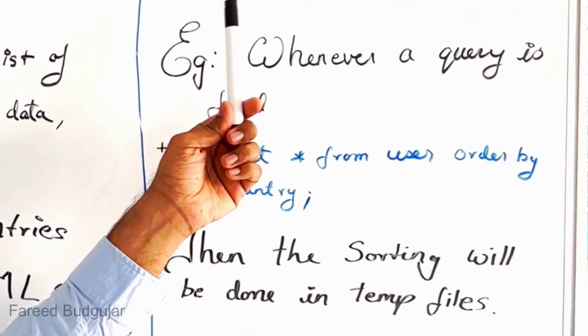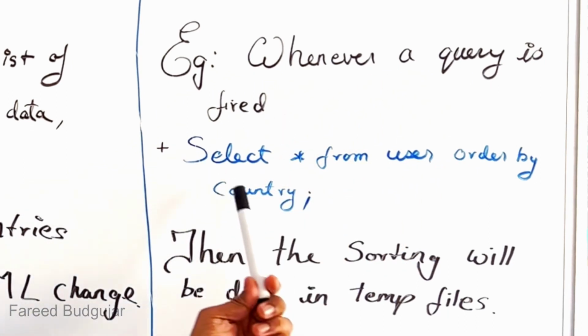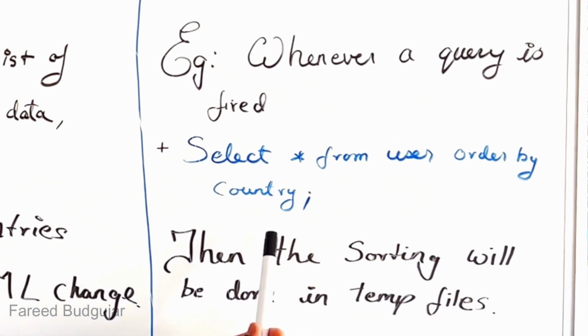Then we have the temp file that contains temporary data, for example sorting data, merging data. We'll understand with an example. Whenever a query is fired, for example, select star from user order by country, then the sorting will be done in the temp file.